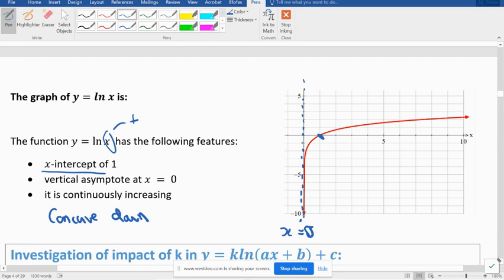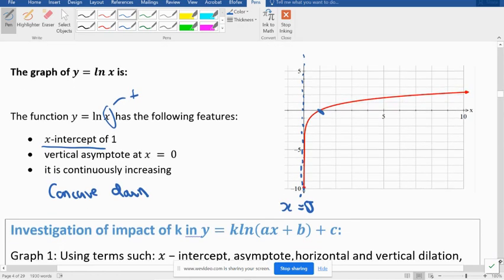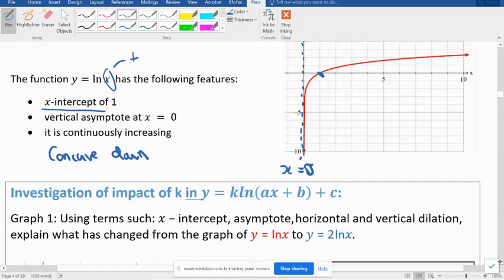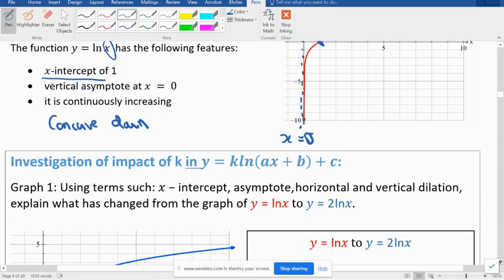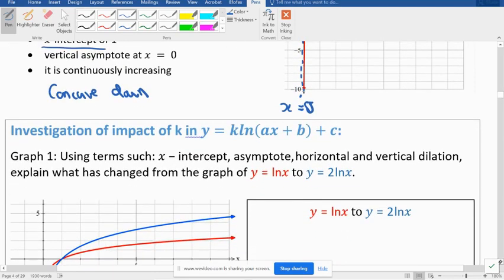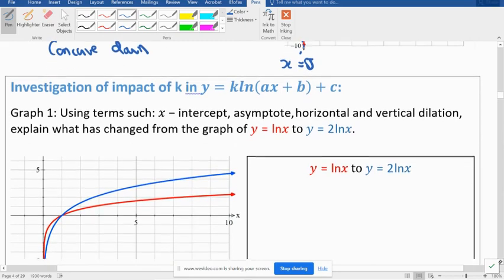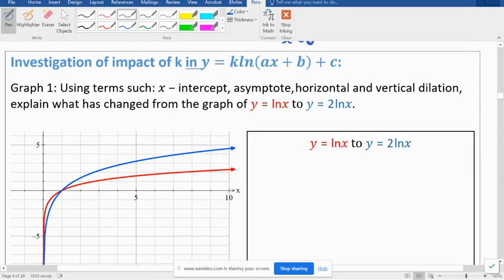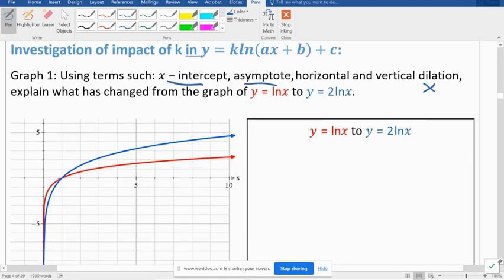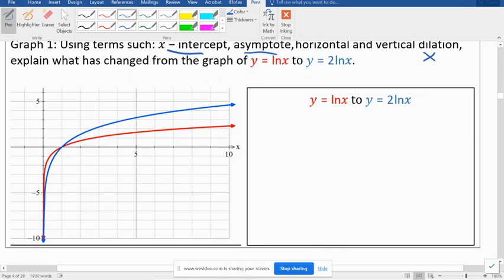So using those key features, we're supposed to do a bit of an investigation here. And because you really haven't done much of this at all, it might be quite unfamiliar. So we've got these two graphs. They're much better to look at graphically on the left here. It says using words like dilation. So dilation means multiply, asymptote, x-intercept. Talk about what's changed from both those graphs. So I hope you guys can recognize here that the x-intercept stays the same.